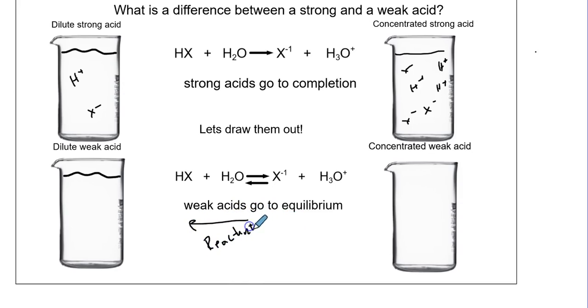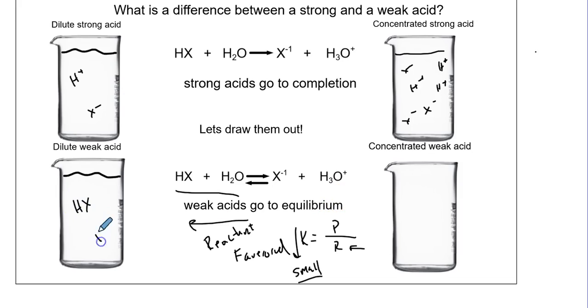So in this case, whenever we track this, its K value is a ratio of the products over reactants. Since there's lots of reactants, we have a very small K value. So lots of reactant, very little product. So we might even just show it like this. I know there's some product there, but when you see how small the product is, you might realize why we don't show them.